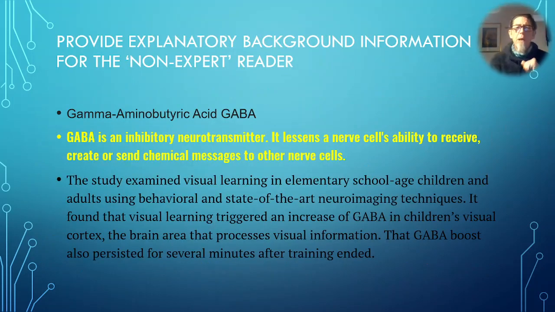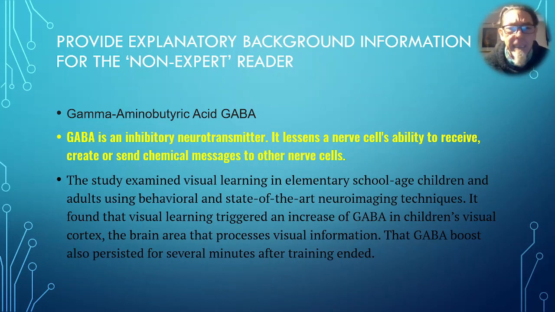Provide explanatory or background information for the non-expert. So we've heard this GABA. What is GABA? Well, it's gamma aminobutyric acid. I'm the English teacher, not the physics or science teacher. They could probably say it better. But what is GABA? It's an inhibitory neurotransmitter. It lessens a nerve cell's ability to receive, create, or send chemical messages to other nerve cells. Again, that sounds like something for the science biology teacher.